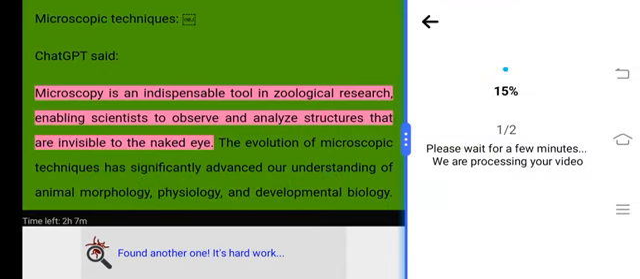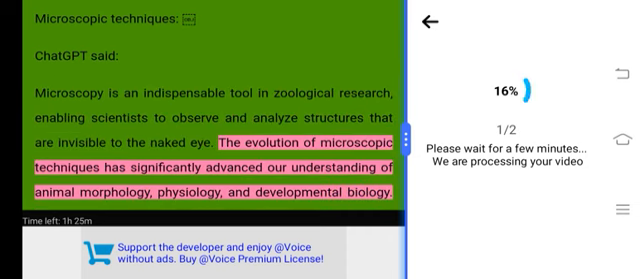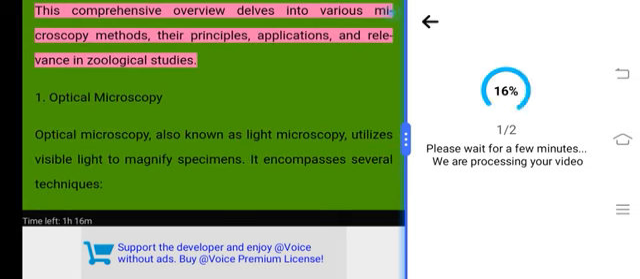Microscopy is an indispensable tool in zoological research, enabling scientists to observe and analyze structures that are invisible to the naked eye. The evolution of microscopic techniques has significantly advanced our understanding of animal morphology, physiology, and developmental biology. This comprehensive overview delves into various microscopy methods, their principles, applications, and relevance in zoological studies.